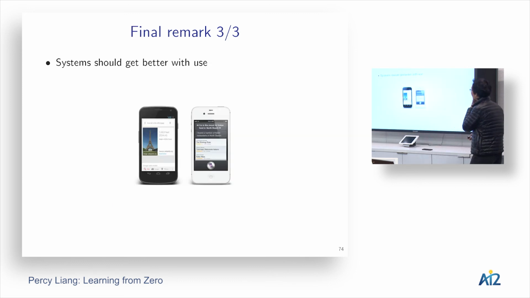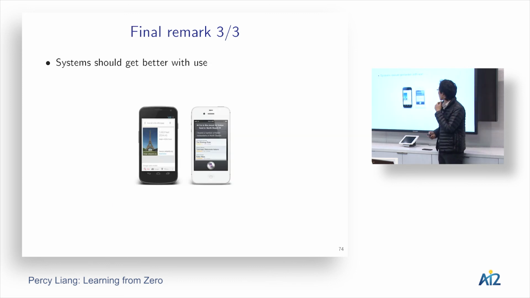And finally, one driving practical motivation is that systems should get better with use. So instead of the train-and-deploy mentality that we are used to in machine learning, we should really be thinking about learning as a truly online process where you have a system out in the wild, making predictions, but also improving on the fly.